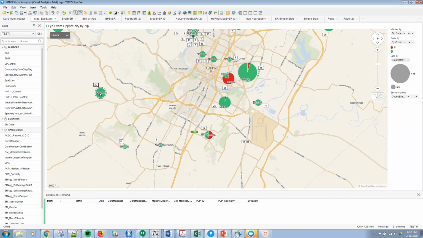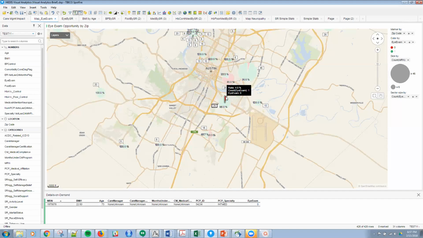So you can see here this particular zip code that I'm at, 100% compliance ratio is 100%. There's 20 people in here, and all of them have had their eye exam. Here, if I click on this little red sliver here, then I can see here that I've got 4% within this group of 25 people total, and they have had their eye exam. And when I click on that, it cascades down to this details on demand section, and I can see the medical record number and some stats for this individual person.